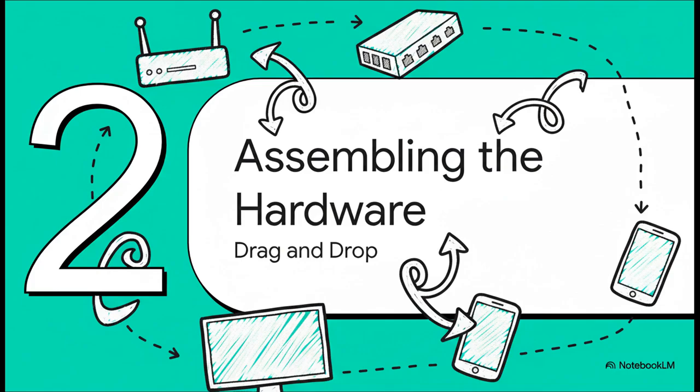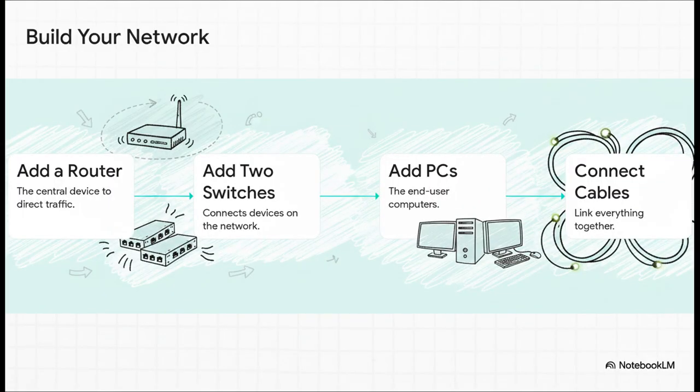It's time to start assembling the virtual hardware for our brand new network. You won't believe how easy this part is. Building the layout is literally just dragging and dropping. Okay, first up, we'll grab a router. That's what's going to direct all our traffic. Then we'll add 2 switches to connect our devices to. And finally, we'll throw in a couple of PCs. After that, we just grab the virtual cable tool and connect everything together.